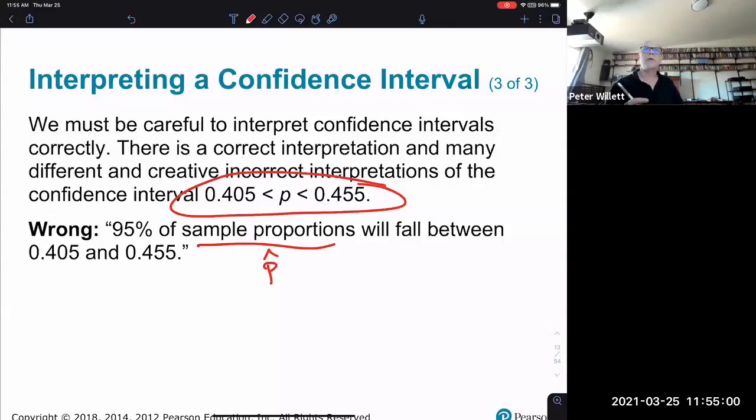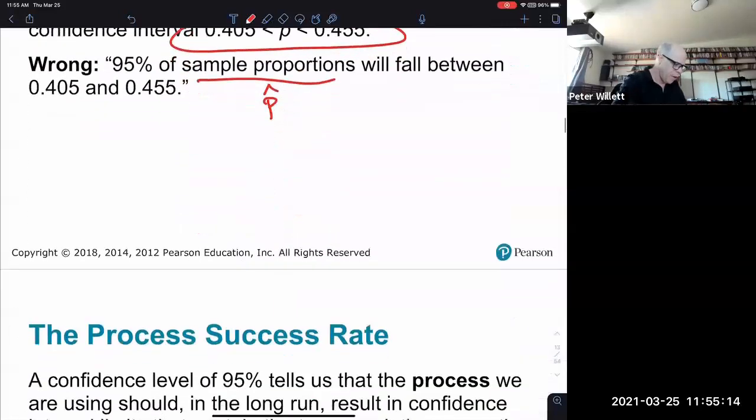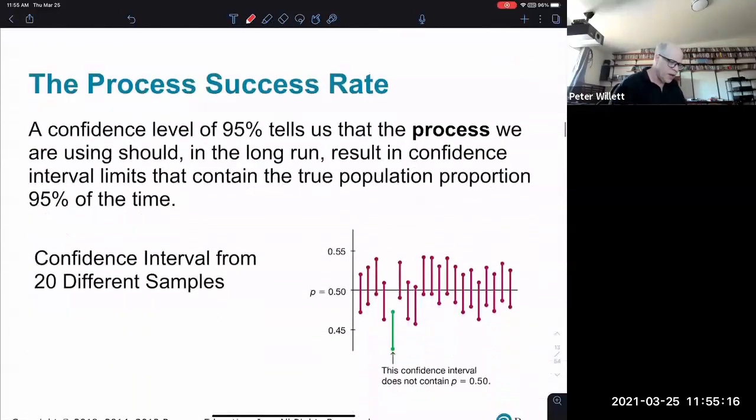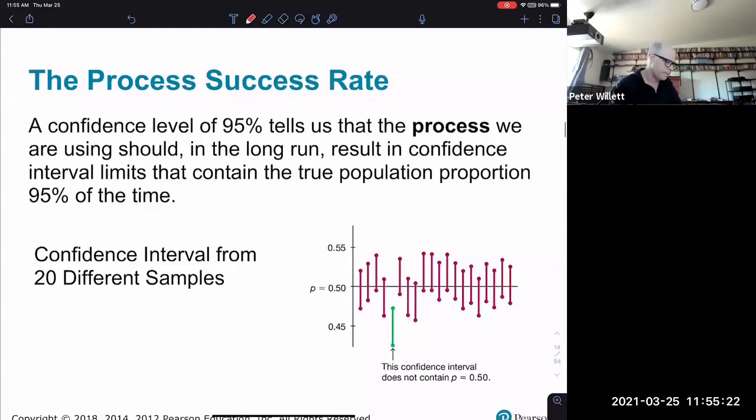So a confidence interval is a claim that helps us estimate the population proportion P, not a sample proportion. All right, lots to cover. Let's see how far we can get. So this is a nice diagram to really illustrate the subtlety between those statements that I was just discussing.